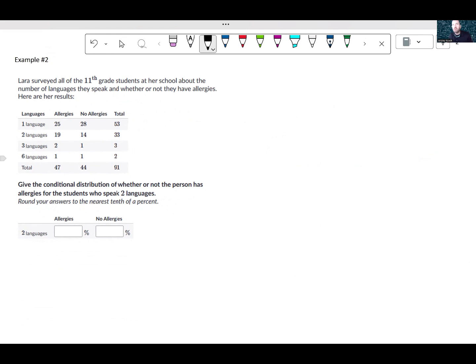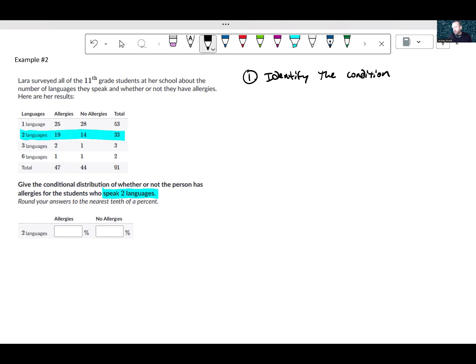So our first step, we want to identify the conditional statement. And the condition is that the students speak 2 languages. So I'm just going to write identify the condition. So the students speak 2 languages is our condition. So let's highlight that row. That'll be the condition that they speak 2 languages.